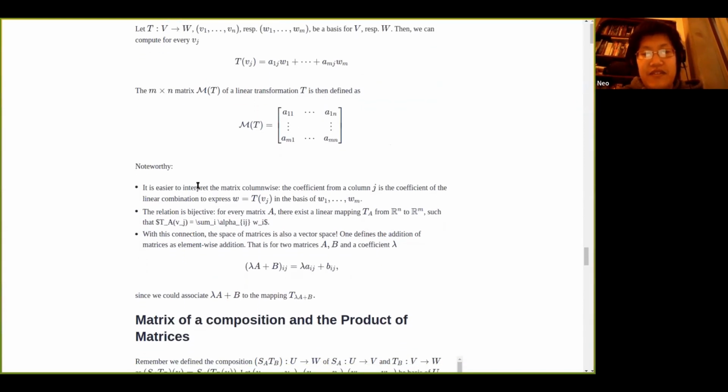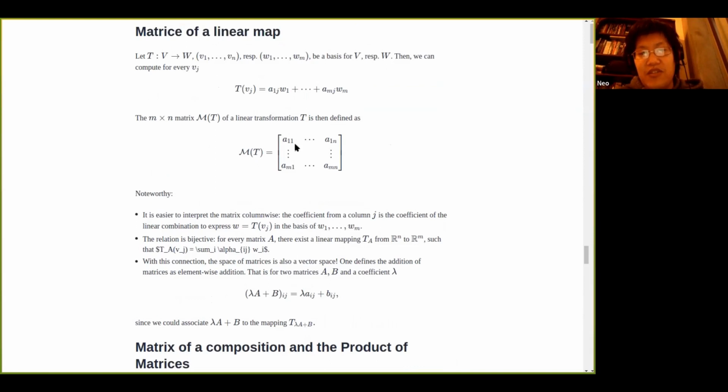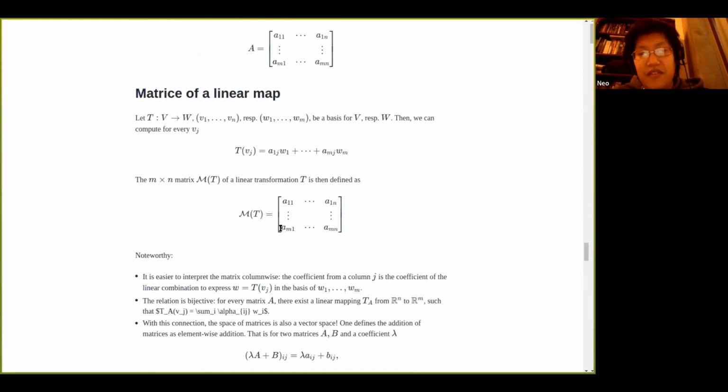So here, it's noteworthy that it gives you an interpretation of the matrix in the end. If you look at the columns of the matrix, this is just the image of the vectors of the first dimension expressed in the basis of the image space. And obviously the relation is bijective. So if you get the matrices, you can create a linear transformation from the first space to the second space by using this relation.